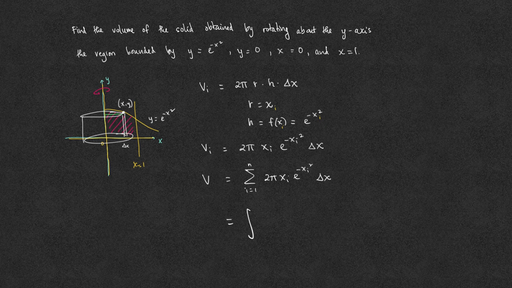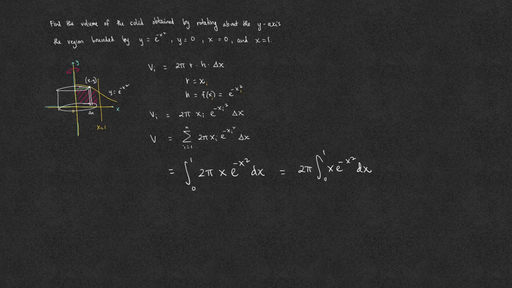So the lower limit of integration is x equals 0, and the upper limit of integration is x equals 1. The integral of 2 pi x e to the negative x squared dx. But 2 pi is a constant, so we can move it to the front of the definite integral. The integrand is x e to the negative x squared dx. We now use the fundamental theorem of calculus to evaluate this definite integral.